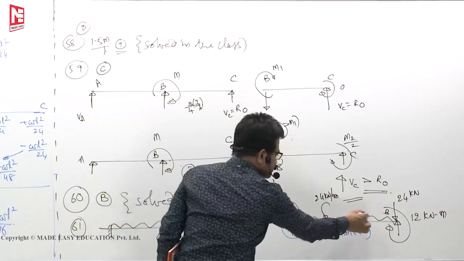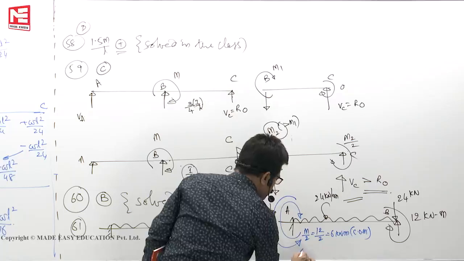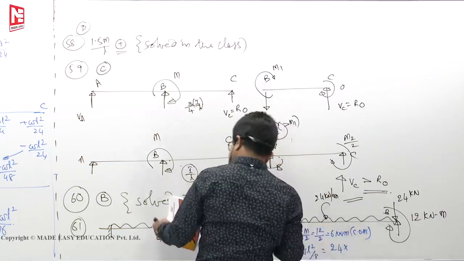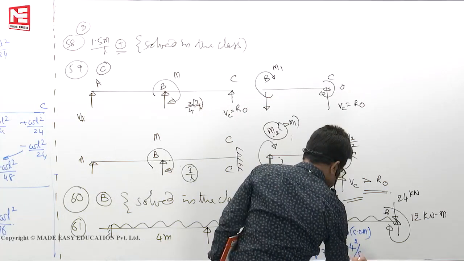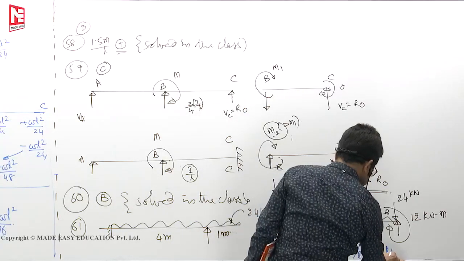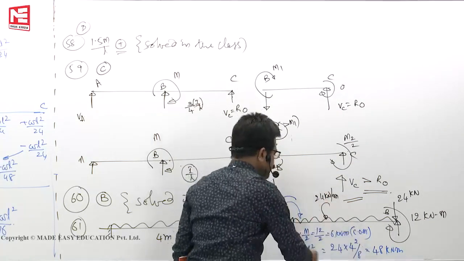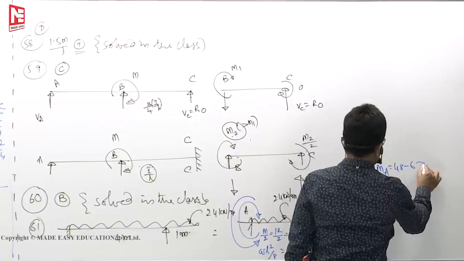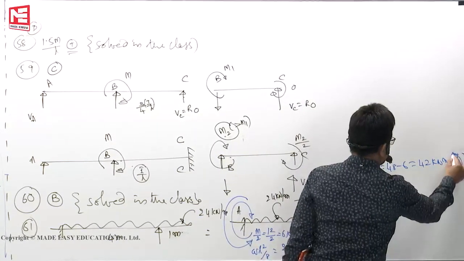Then due to fixed end, a cantilever beam subjected to UDL, we know the formula WL square by 8. W means 24, this length is 4. WL square by 8, how much? 16 means 8 into 2, 24 into 2, 48. So clockwise 6, anti-clockwise 48. So anti-clockwise 48 minus 6. MA is equal to 48 minus 6, 42 kilonewton meter anti-clockwise.